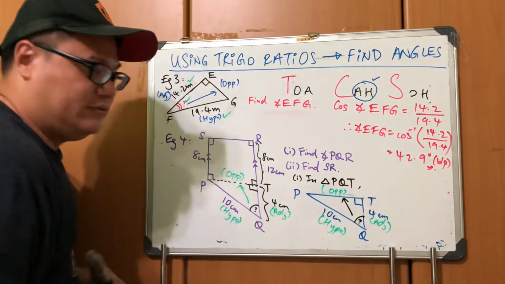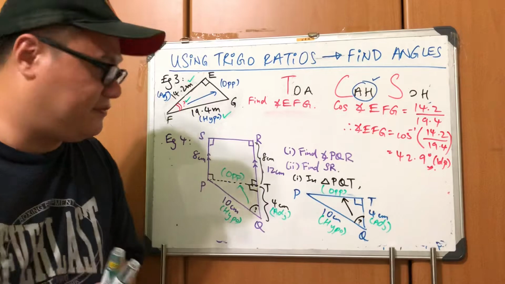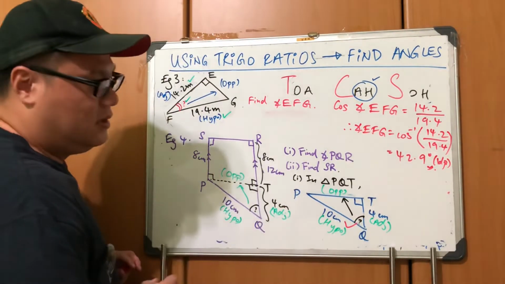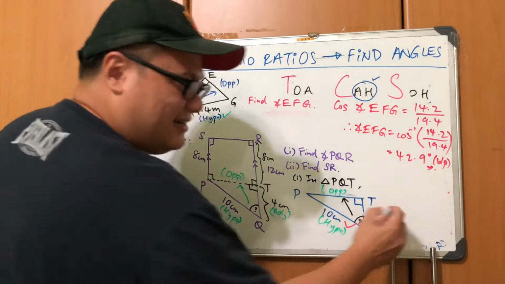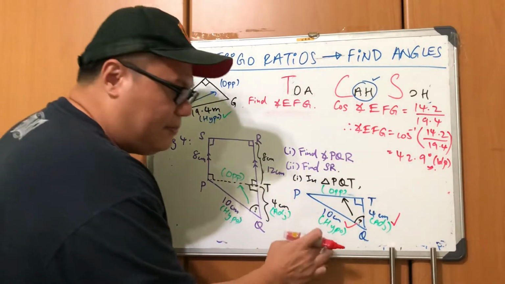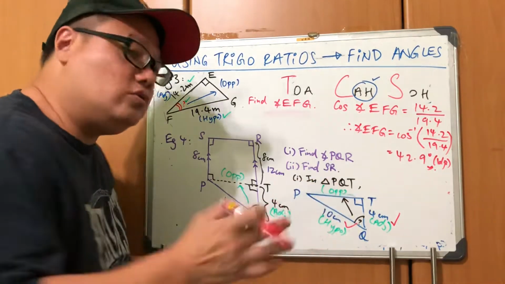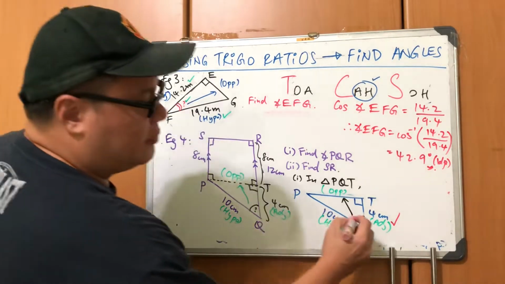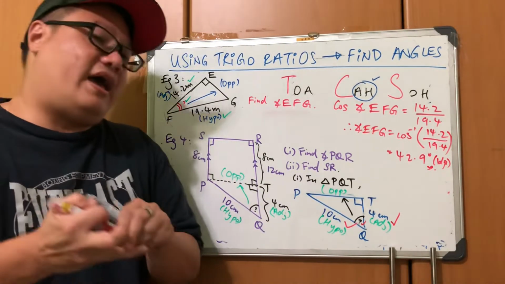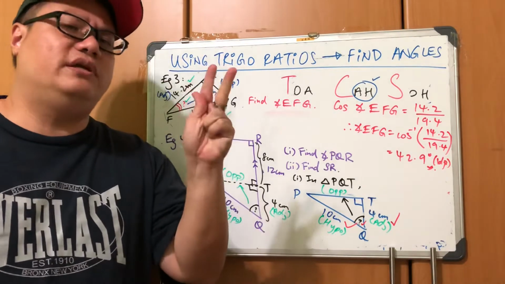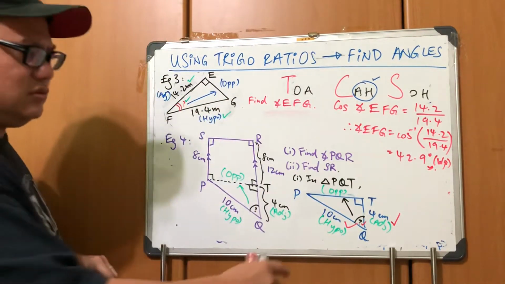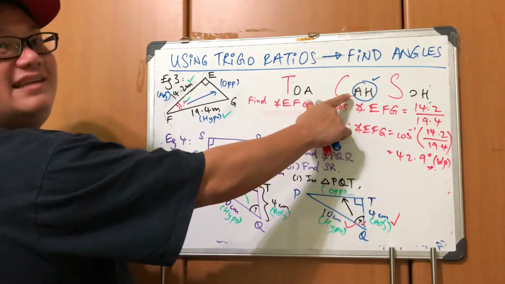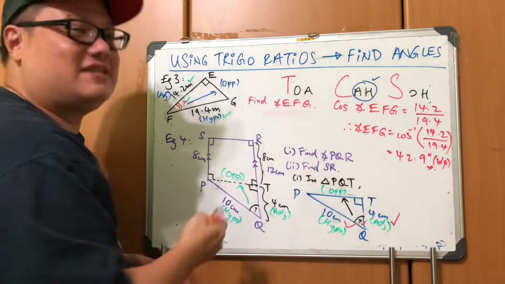Ask myself, what do I have? I have hypo, and I also have adjacent. I don't have opposite, so don't take wrong. Then ask yourself, what am I trying to find? I'm trying to find the angle. Last but not least, which trigo ratio ties up adjacent and hypo? Isn't it the same one? So I can use cosine to tie them up.